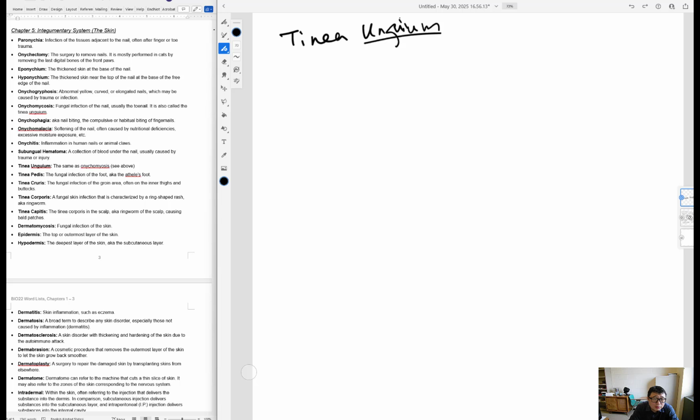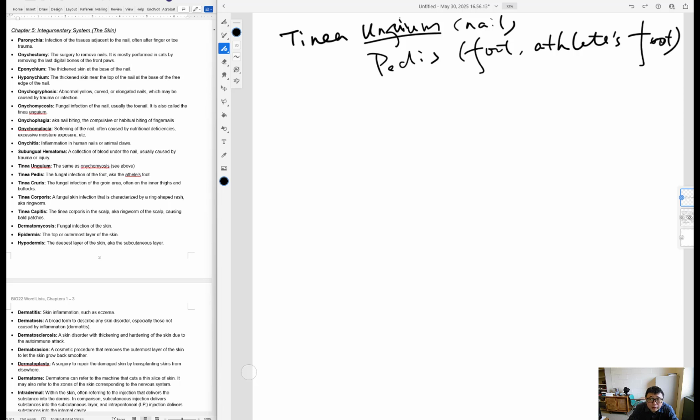Tinea unguium is the fungal infection of the nail, as we just mentioned. And then tinea pedis. Tinea pedis is of the foot. There's another name for it, athlete's foot. Pedis, remember, we have mentioned foot before.